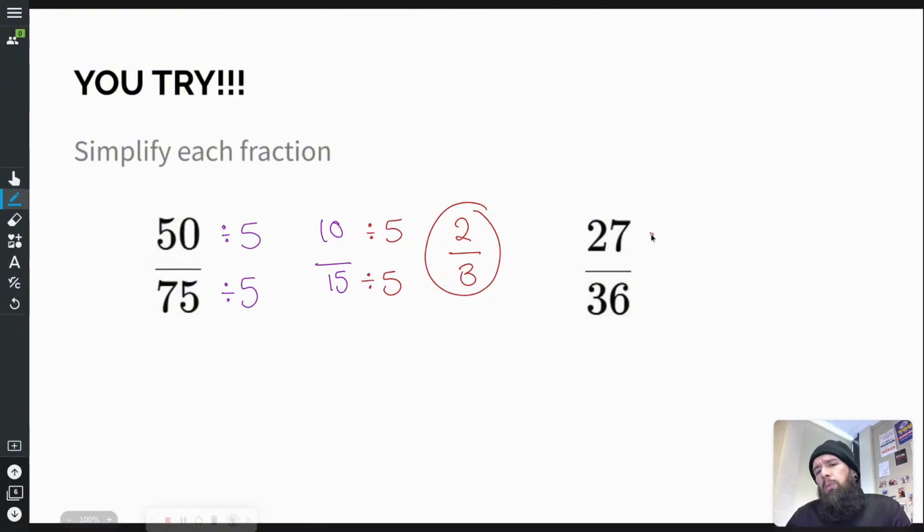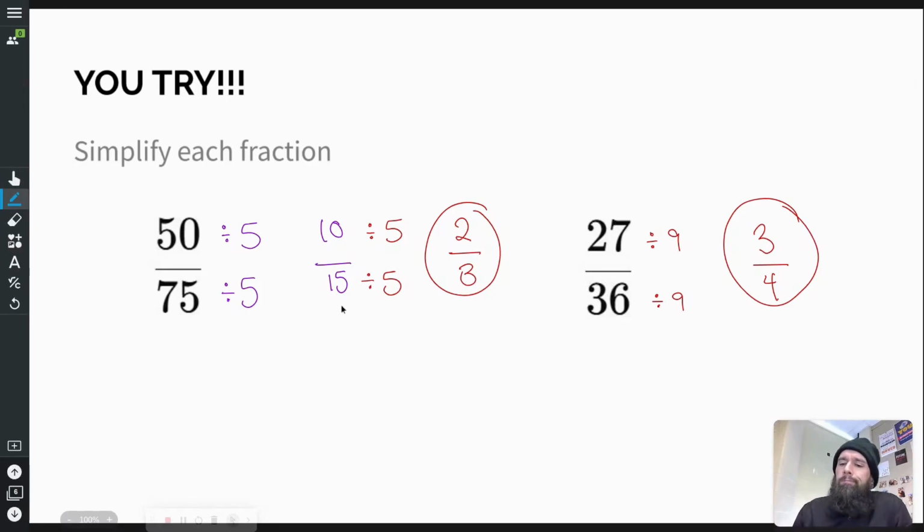27 over 36, we'll go nice. We'll divide them both by 9. Divide by 9, divide by 9. 27 divided by 9 is 3. 36 divided by 9 is 4. I can't divide those any more than that. 3/4. Okay?